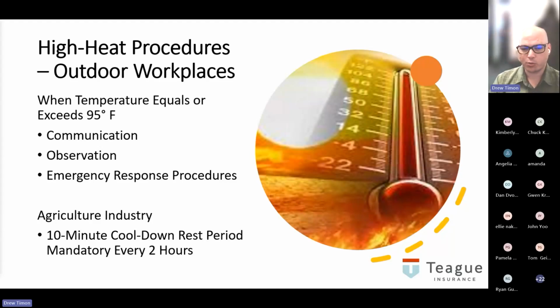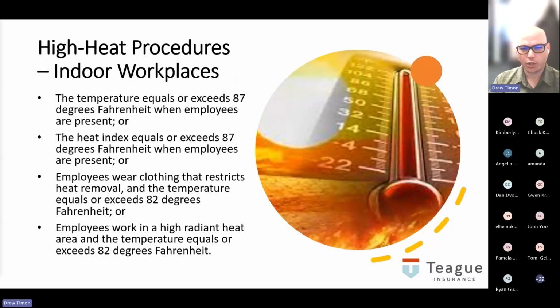Now, if you're working in the agriculture industry, once temperature exceeds 95, then employees have to take a mandatory 10-minute cool down rest every 2 hours. And if you're in that industry and in those temperatures, I also recommend recording that those breaks are being taken, just in the event that there's an audit and they want to confirm that the breaks are being conducted per the standard.